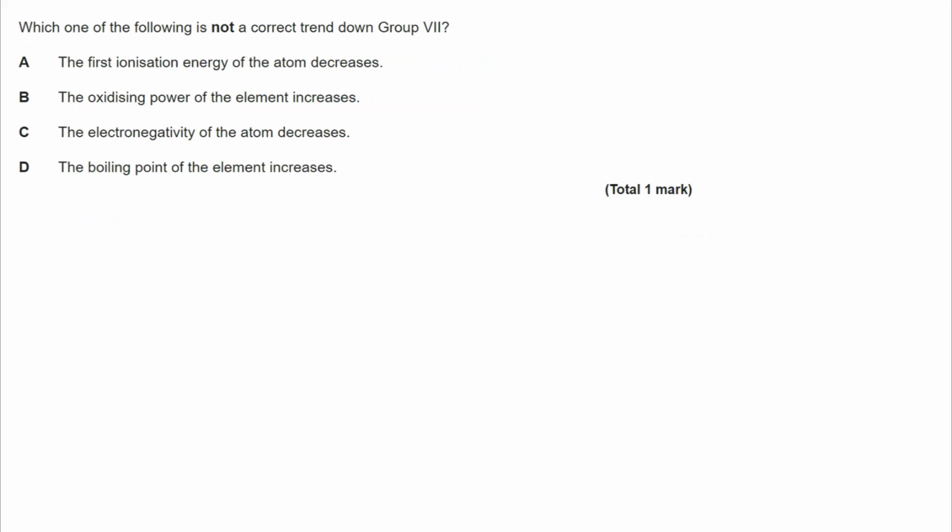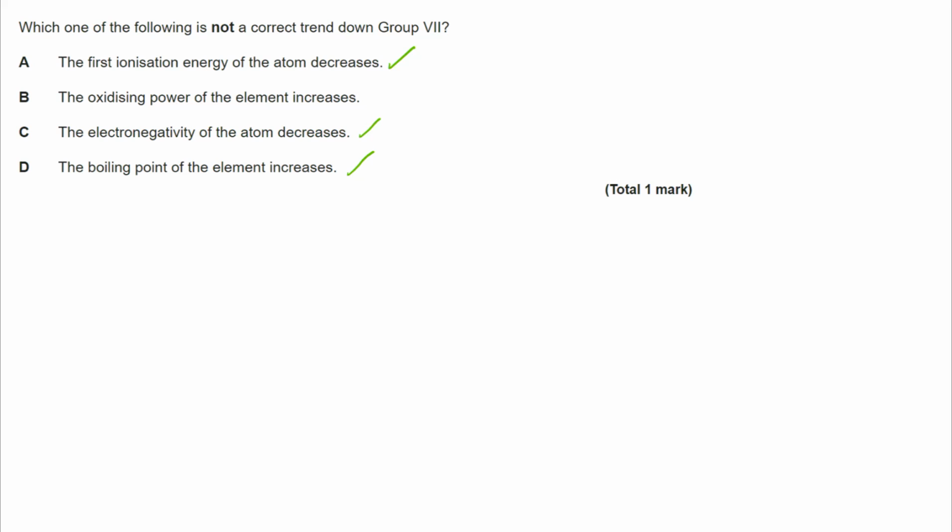So we have got what is not a correct trend. Well, the electronegativity of atoms does decrease, and I've said this previously. We know fluorine is the most electronegative element, so we know the trend will be that it decreases down the group. The boiling point of the element does increase. Again, we've spoken about this already. It's a bigger molecule, it has a bigger surface area, so it has stronger van der Waals forces, and therefore its boiling point will increase as you go down the group.